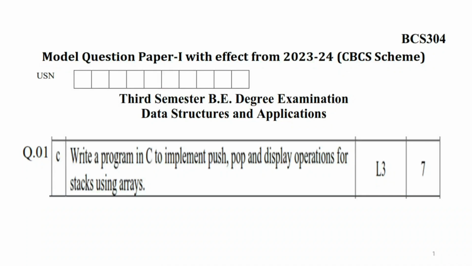Today we shall discuss Model Question Paper 1 with effect from 2023-24, CBCS scheme, 3rd semester BE degree examination. The subject is Data Structures and Applications, subject code BCS304. In that, question number 1c: write a program in C to implement push, pop and display operations for stacks using arrays. It carries 7 marks.